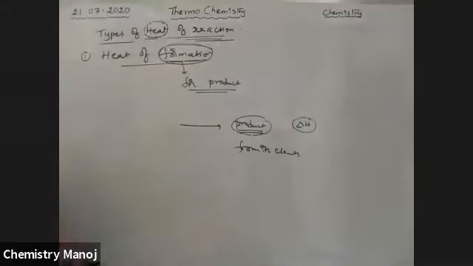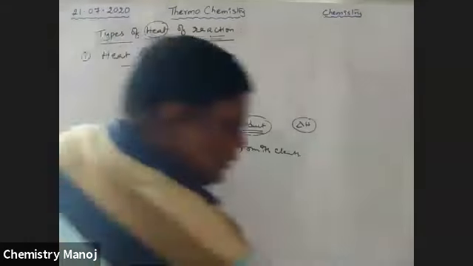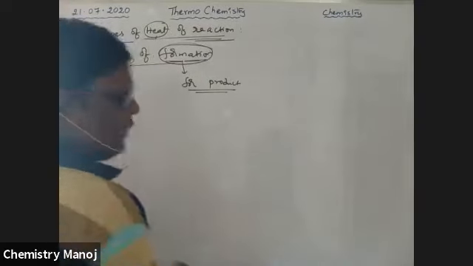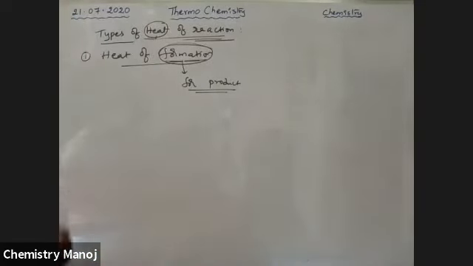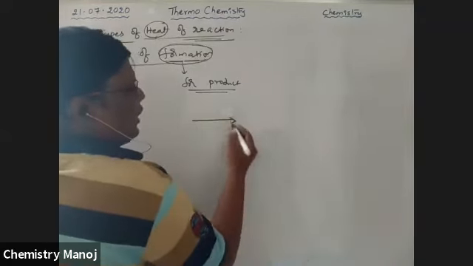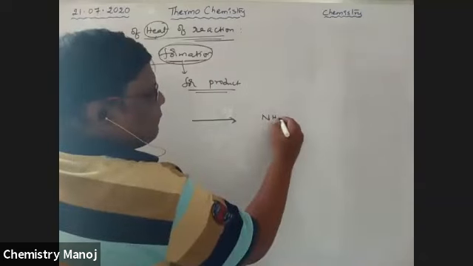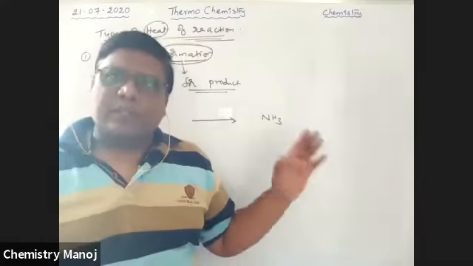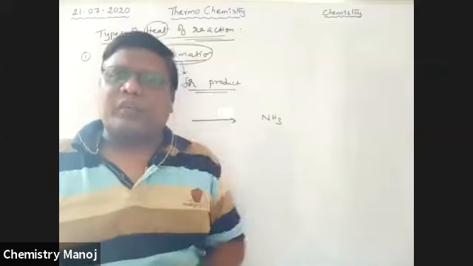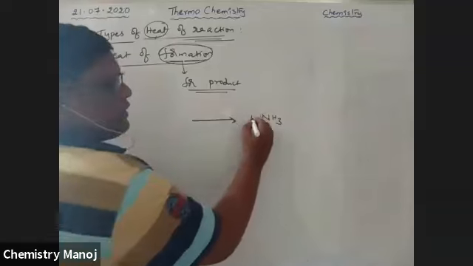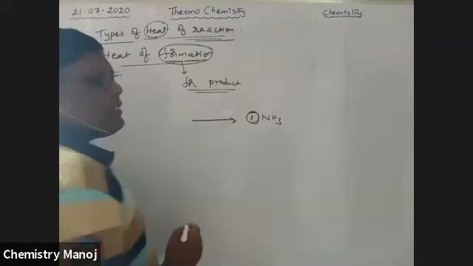The product is always from its elements. Let us take an example, my dear boys. Now I'm going to explain heat of formation of ammonia. Heat of formation of ammonia means ammonia is the product. Always 1 mole of the product should be formed. It is a standard value. So for the formation of 1 mole of substance, 1 mole is the product formed.